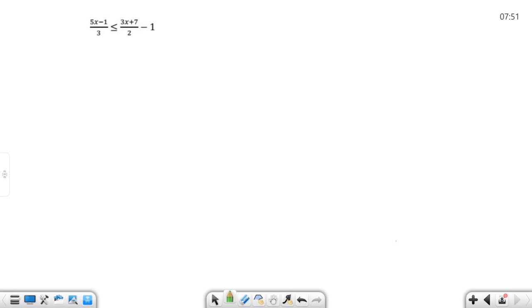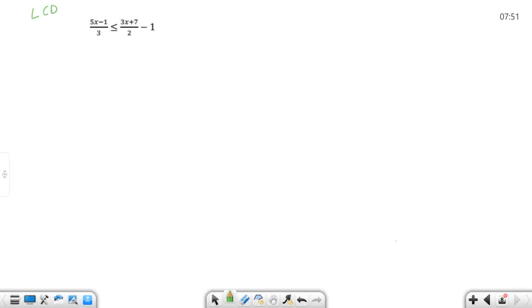All right, so here we have an inequality with fractions, right? We got 2 fractions here. And then my fractions have denominators 3 and 2. So I'm going to work this the same way I work equations with fractions. I'm going to find the LCD, multiply every term by the LCD, and then eliminate my fractions.